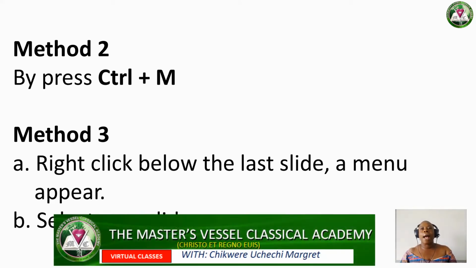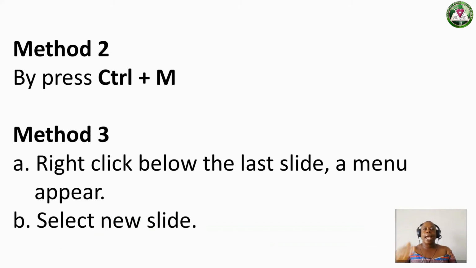A menu will appear. You select a new slide. Another slide will appear. Now this one is 1 slide, 2 slides. To add a 3rd slide, you have to right-click on that slide 2. You know you already have 1 and 2. To add the 3rd one, right-click on the slide 2. That is the last slide under your presentation. When you right-click it, a menu will appear. You click New Slide. Your presentation has now 3 slides.